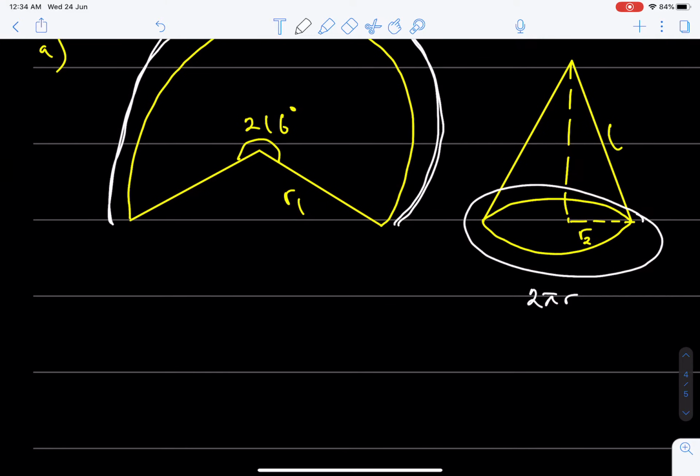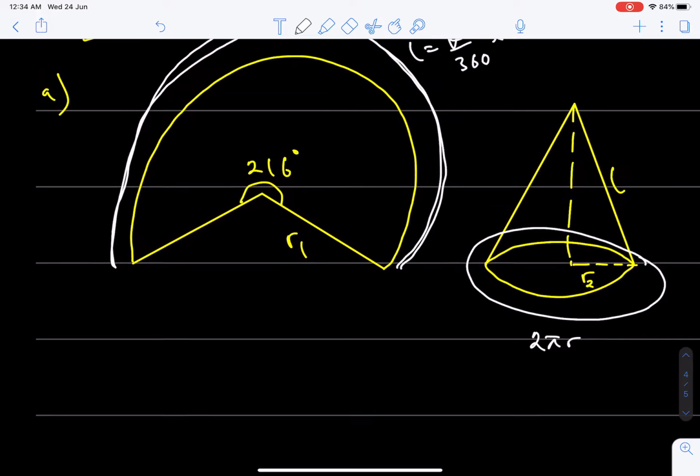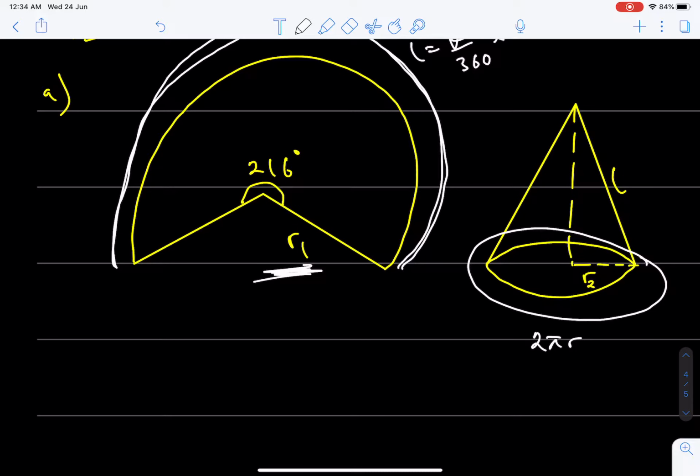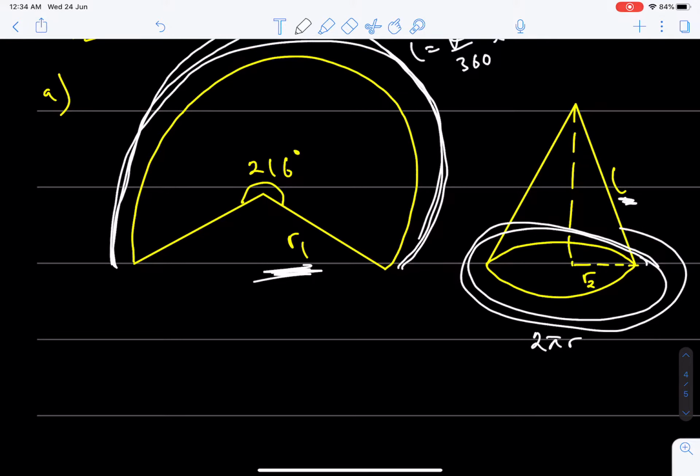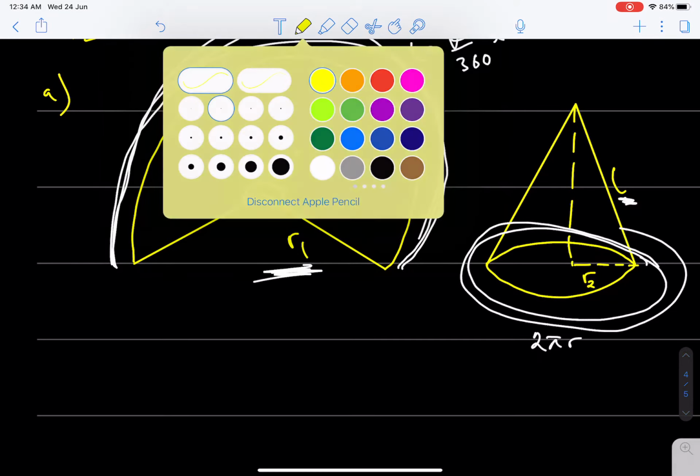Now, one other thing, you notice that the radius of the sector, which is R1 in this case, is also going to be the same as the slant height of the cone. So those are the two facts you must always remember. Whenever a sector is folded into a cone, the circumference of the base of the cone is the same as the length of the arc of the sector, and the radius of the sector is the same as the slant height of the cone. Now let's go to the solution.